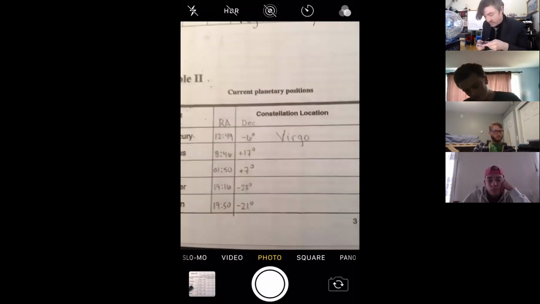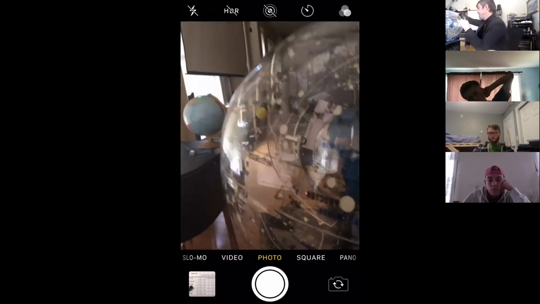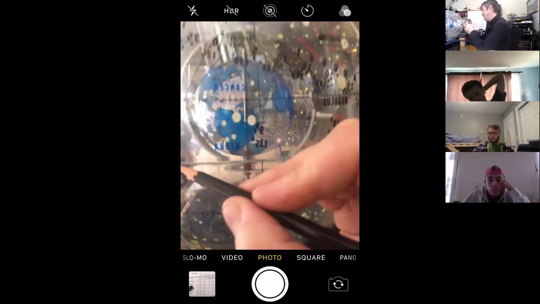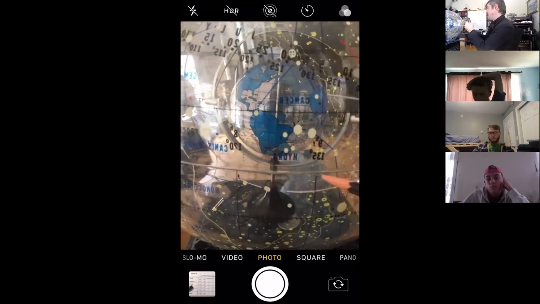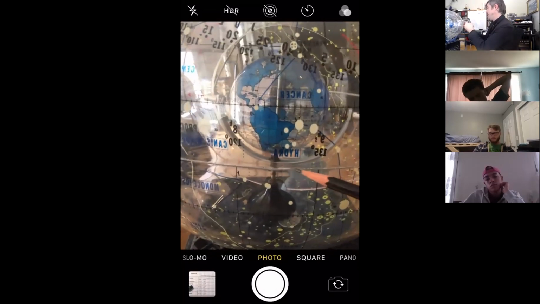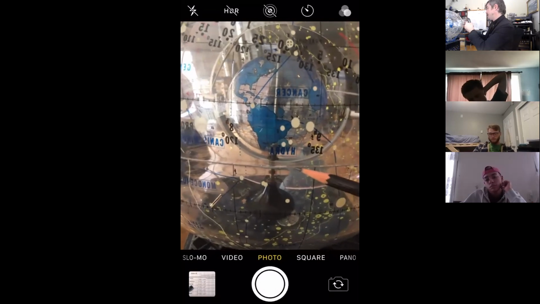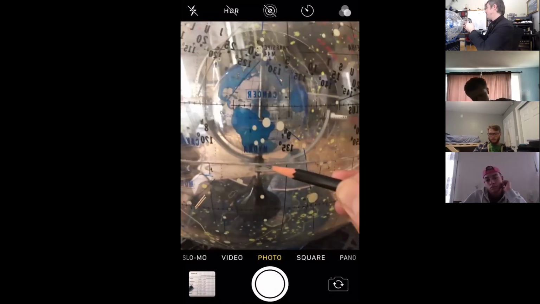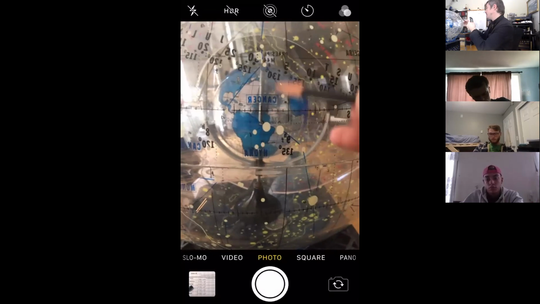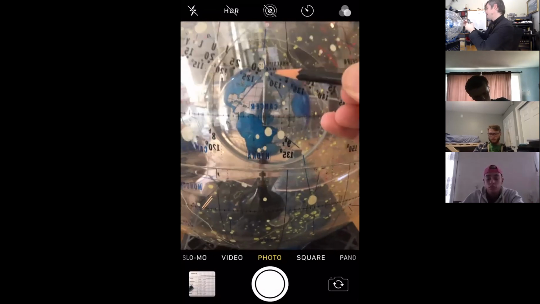8:45, positive 17 degrees. So right in front of me, I have 8, and there's 9. 8:45 is about here. Positive 10, positive 20. Is that Cancer? That's right, Cancer.